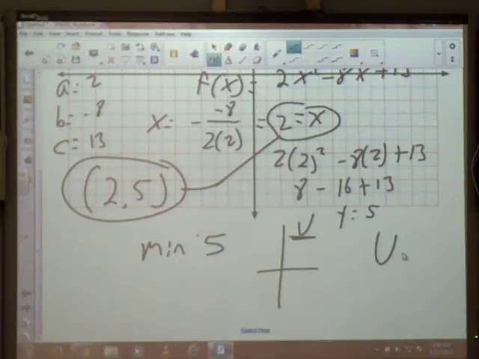So remember, if it opens up, it has a min. If it opens down, it has a max. Okay?